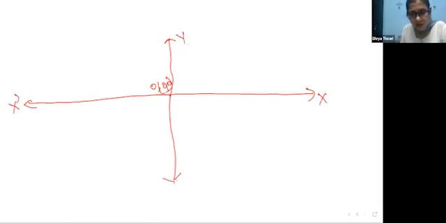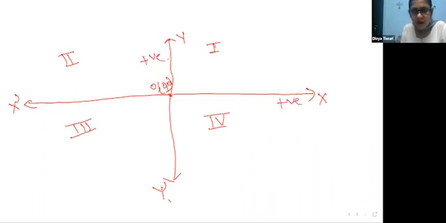So see, this is y and this is y dash. So this is the first quadrant, this is the second quadrant, this is the third quadrant, and this is the fourth quadrant. Here, as I have told you, this will represent the positive x value, this will represent the positive y value, this will represent the minus x value, and this will represent the minus y value. This is minus x and this is minus y.